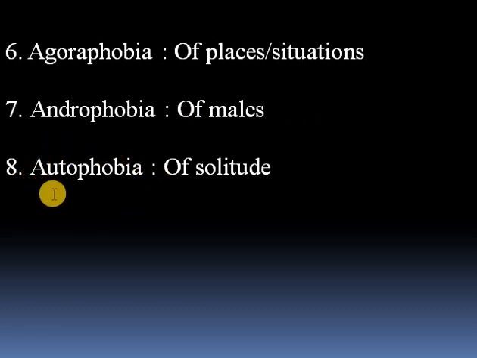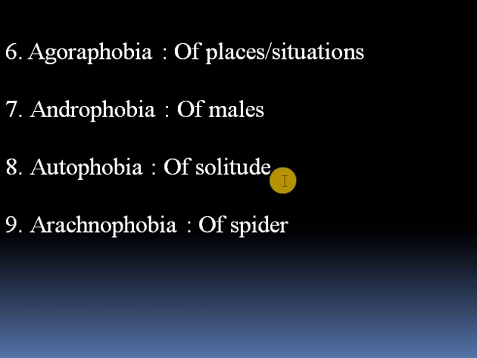Autophobia, it's sometimes also called monophobia. It is fear of solitude or being lonely or being alone. Next is arachnophobia. Arachnophobia is fear of spiders. The first portion of this word, that is arachno, is related to arachnid. And arachnid implies spider, scorpion, etc., types of insects.